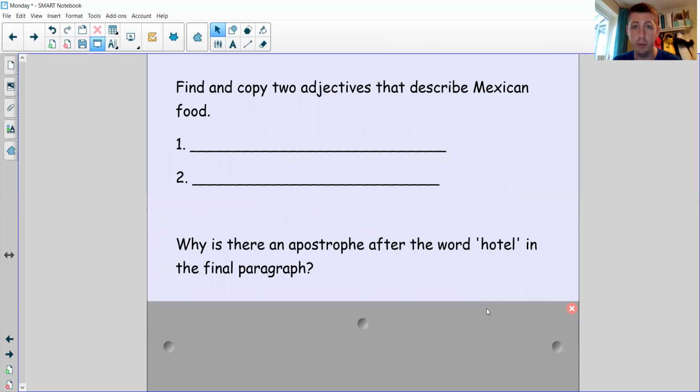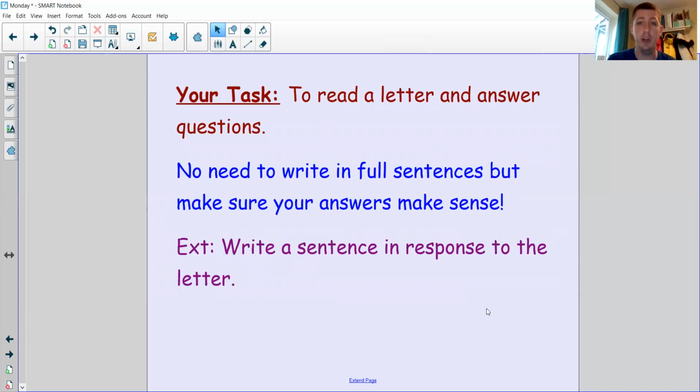Now that we've had a go at answering some questions together, I'd like you, for your task, to see if you can have a go at answering your own questions. So if you'd like to go back to DB Primary, download the text, and there's some questions at the bottom. What I would suggest you do is you read through the question first of all, and then you know exactly what you're looking for in the text. You don't need to write your answers in a full sentence, but you do need to make sure that your answers make complete sense. If you do finish and you'd like an extension challenge, maybe you could have a go at writing a sentence in response to the letter. So now that you've read the letter, I wonder what you could say back to that person.